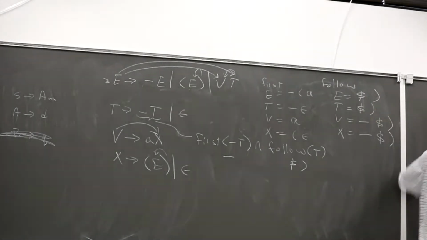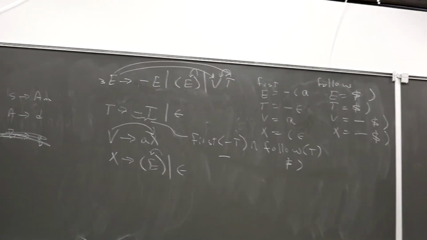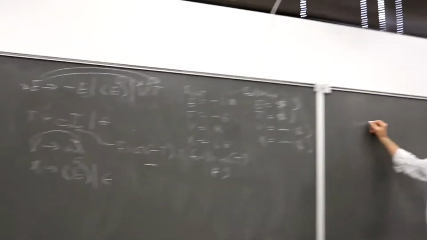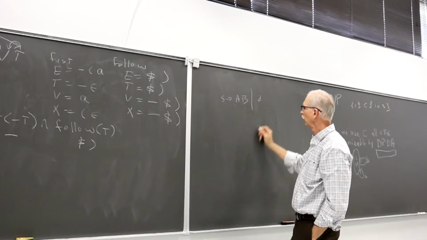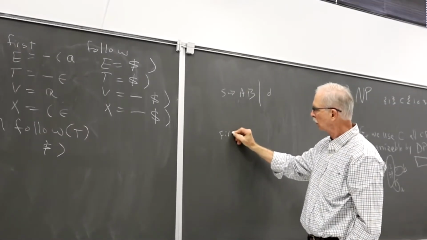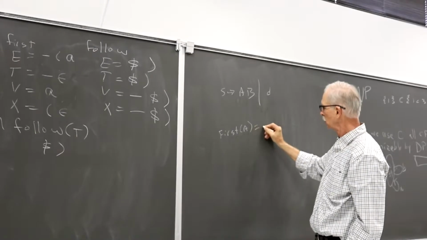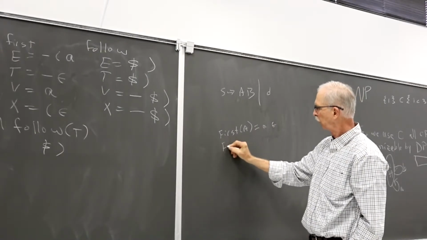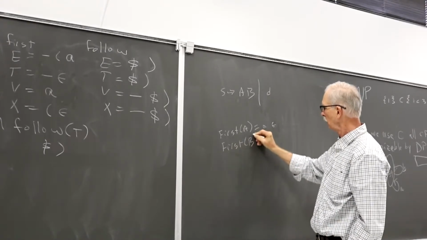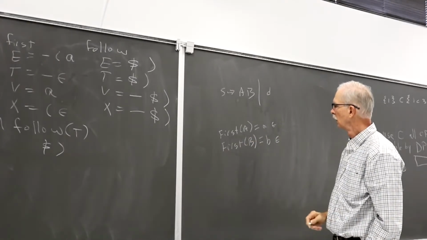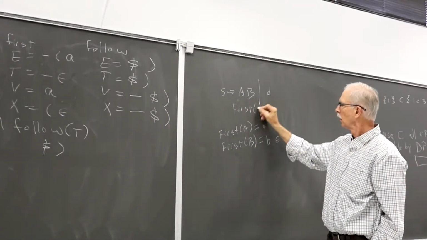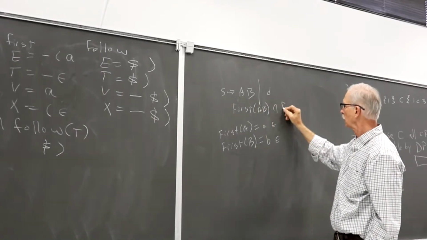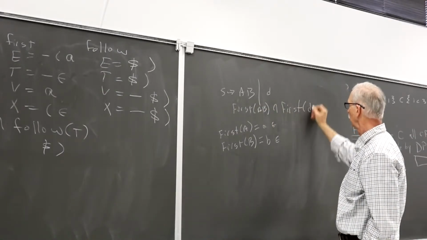So I think you're asking me two questions. Or maybe not, but I think I'll answer your question. If I've got S goes to AB or D, whatever, and the first of A is equal to A and empty, and the first of B is equal to B and empty, then my question is, the first of AB intersect the first of D.